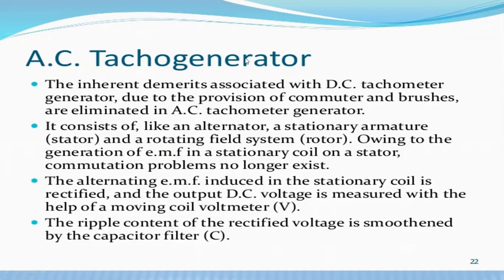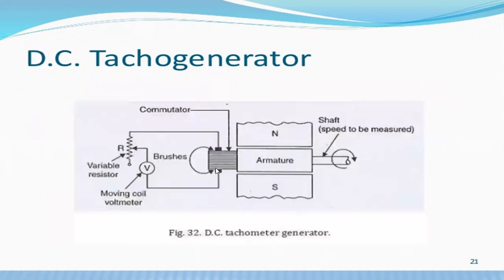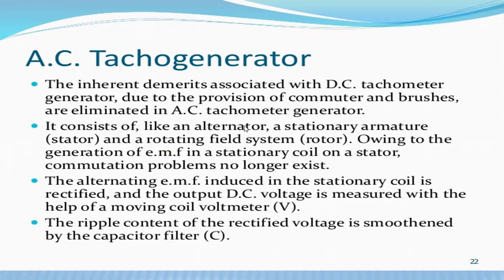Now you can see what an AC tacho generator is. The inherent demerits associated with the DC tacho generator, due to the provision of a commutator and brushes, are eliminated in the AC tacho generator. So that was the direct current tacho generator. In the AC tacho generator, we are eliminating the commutator and brushes.